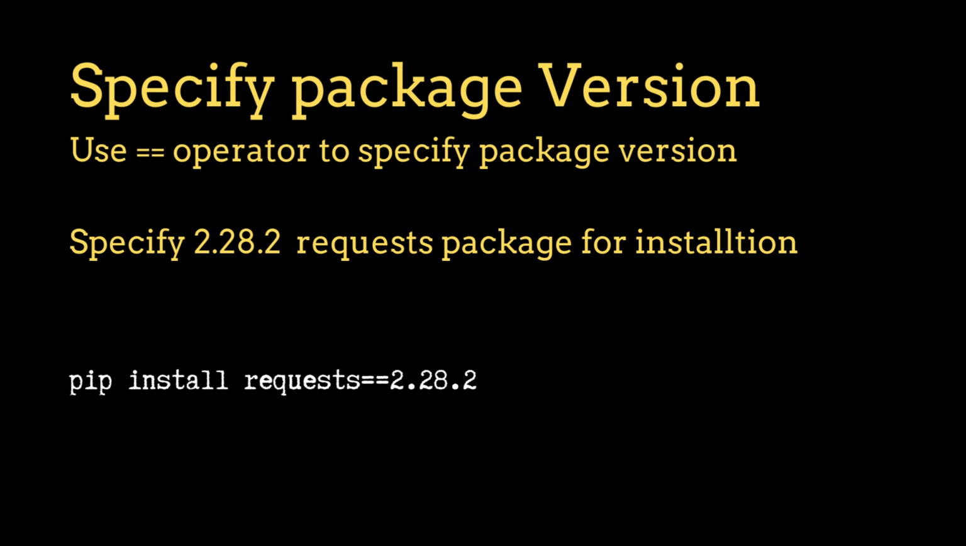Specify package version. Use the == operator to specify package version. To specify version 2.28.2 for the requests package, use the command pip install requests==2.28.2.